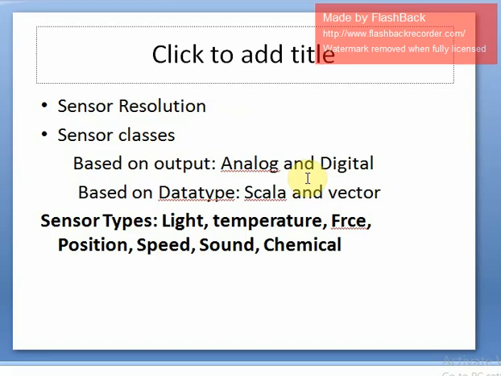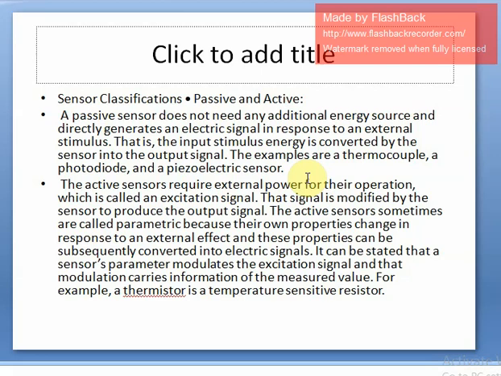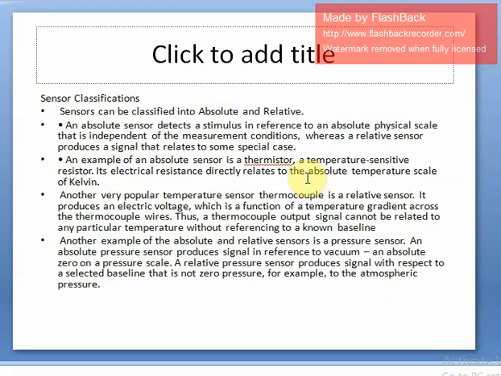And the next topic is sensor classification. Already we have classified, right? One is passive and active. Another one is absolute and relative. An absolute sensor detects a stimulus in reference to the absolute physical scale that is independent of the measurement conditions, whereas the relative sensor produces a signal that relates to some special case.